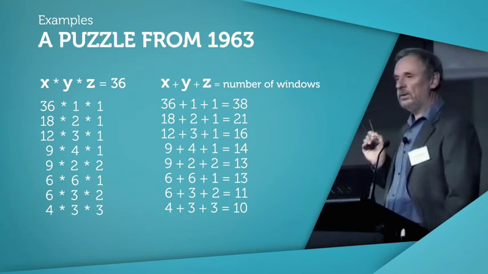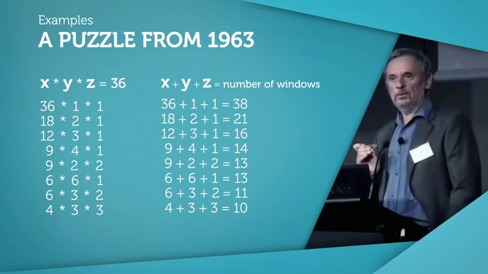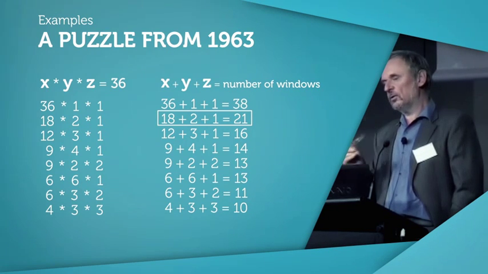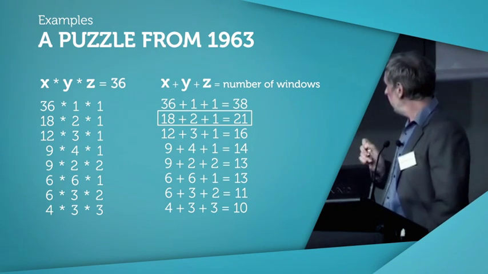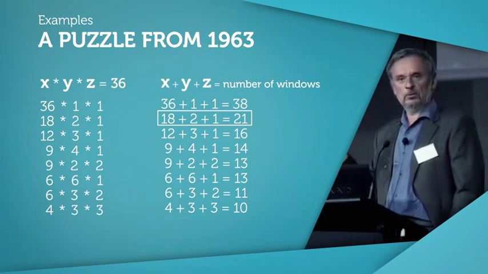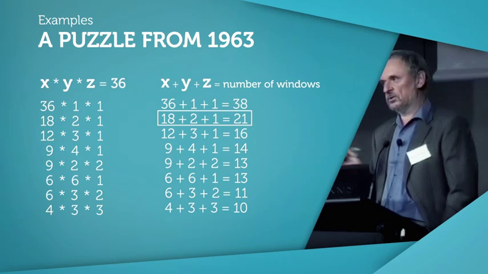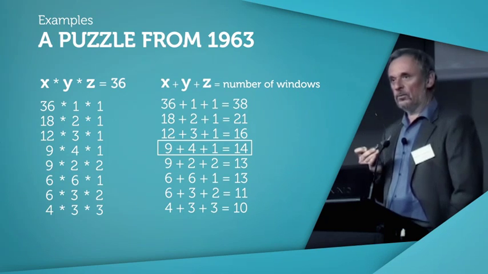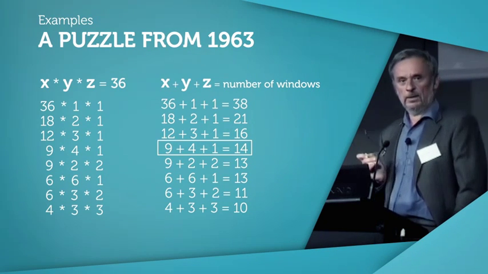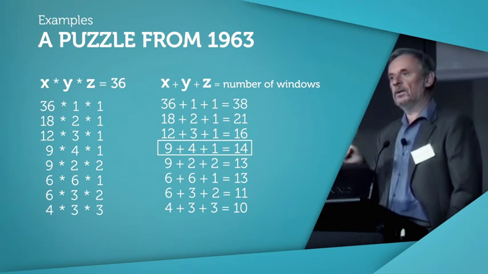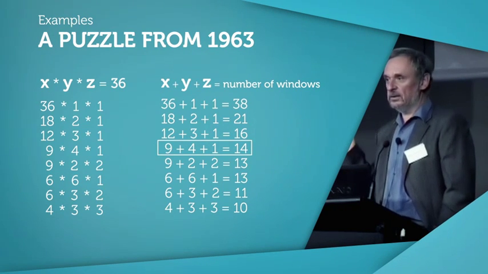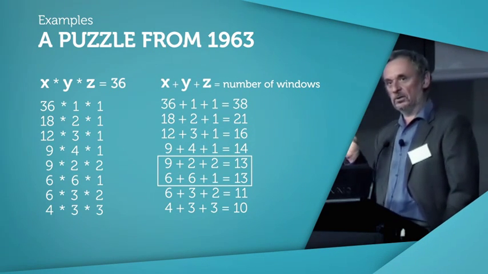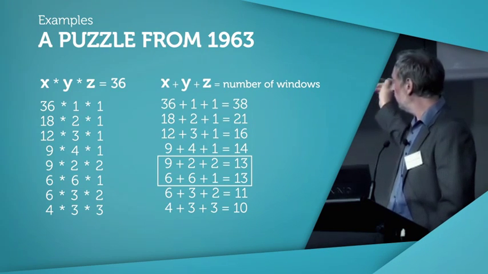Because if the number of windows in the house, say, was 21, let's say they were next to the building with 21 windows, what would this problem solver reply? He would say, the ages of your sons are 18, 2, and 1, because there is only one combination which corresponds to 21. If the number of windows was 14, the answer of the problem solver would be 9, 4, and 1. But what did he say? He said, I don't know, I need more information. Clearly, the number of windows was 13, and he was fishing for additional information to make a distinction between 9, 2, 2 and 6, 6, 1.